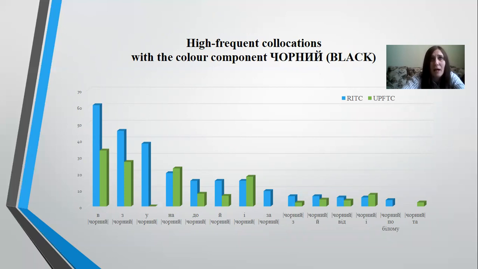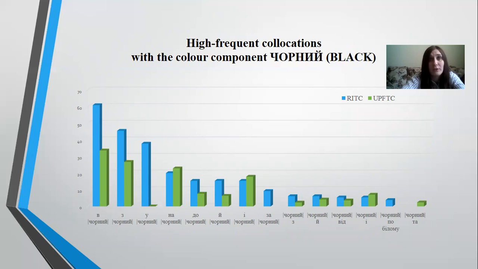Obtained data are presented in the figure. Comparative study of word combinations with the color component ЧОРНИЙ in the Roman Ivanychuk text corpus and Ukrainian prose fiction demonstrates that high-frequency word combinations are в чёрный, у чёрный, на чёрный, и чёрный. In the Roman Ivanychuk text corpus, the frequency of collocations в чёрный, з чёрный, у чёрный, до чёрный, е чёрный is much higher than in Ukrainian fiction.